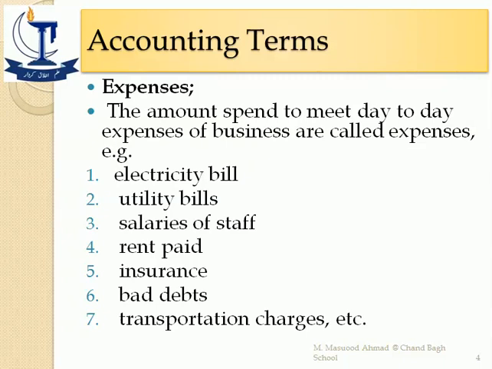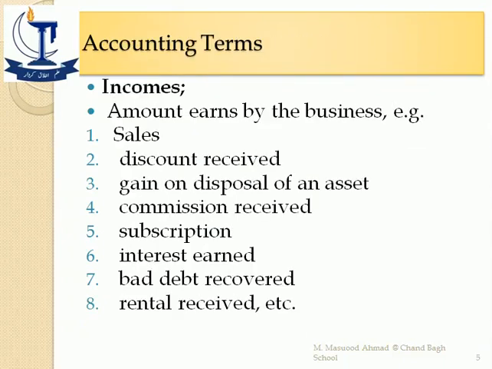So let's discuss what are your incomes. The amount earned by the business, for example, sales made by the business, discount received, cash discount received is your income. Gain on disposal of an asset is income of the business. Commission received from customers is income of the business. Subscription in case of a non-profit organization is income. Interest earned by the business is business income.